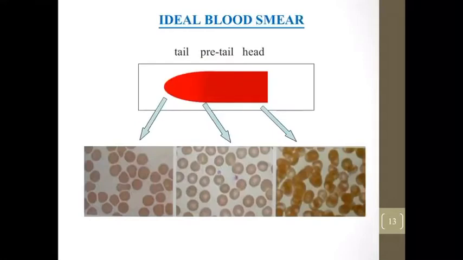For examination of the slide, the pre-tail area is best, because in the head area there is overlapping of the RBCs, and in the tail area there is separation of the RBCs, and the shape of the RBCs is not ideal in the tail area.